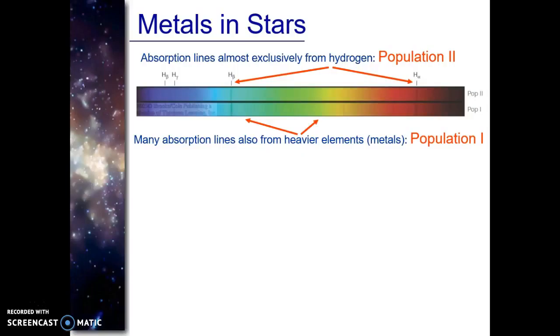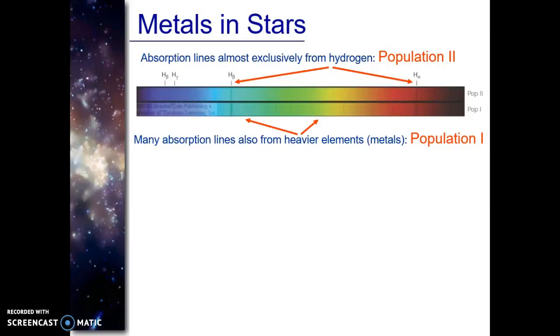All right, the first stars to form were termed population 2 stars, and they were poor in elements heavier than helium, which means that they did not have metals. How did we know? Because you don't have absorption lines for anything but hydrogen.